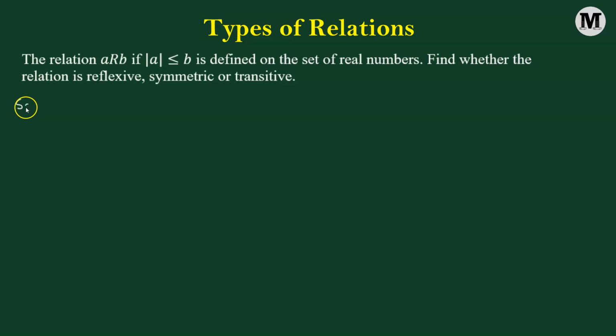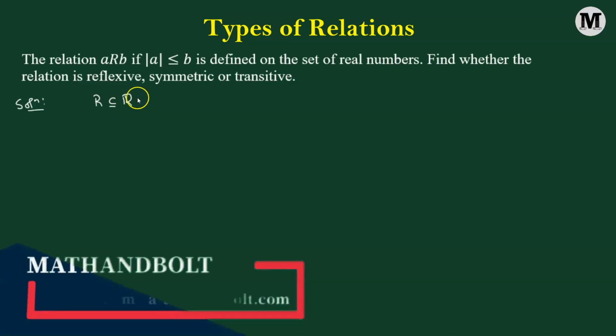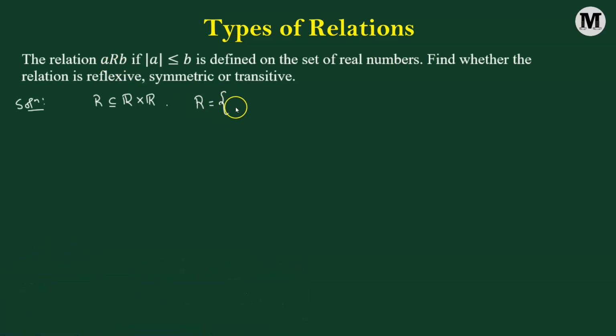Okay, let us begin. So here we have a relation R, defined on the set of real numbers. That simply means that R is going to be a subset of the Cartesian product of the set of real numbers with itself. And we have a relation ARB. That means R is going to be a set of ordered pairs (A, B) such that the absolute value of A is less than or equal to B, where A and B belong to the set of real numbers. That means A and B are real numbers. So this is our relation, and we have to check whether the relation is reflexive, symmetric, or transitive.